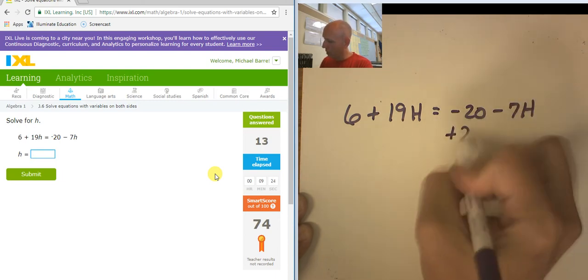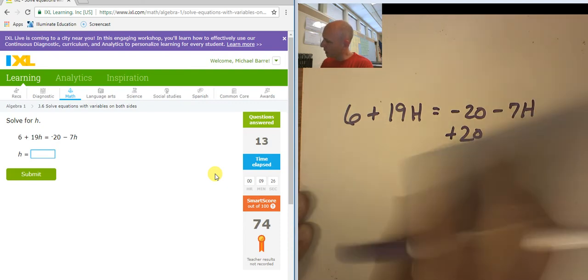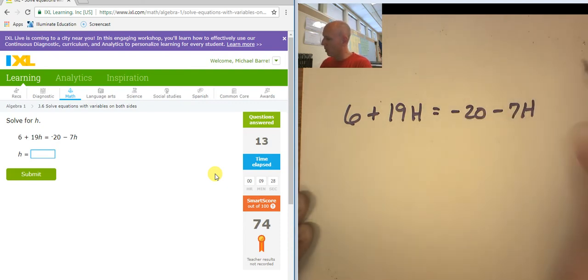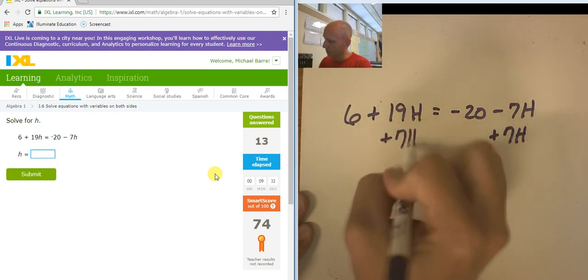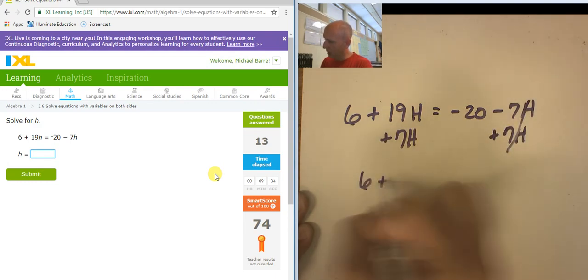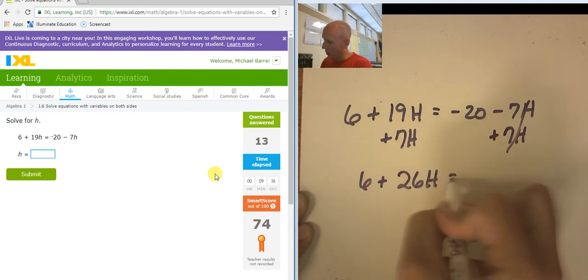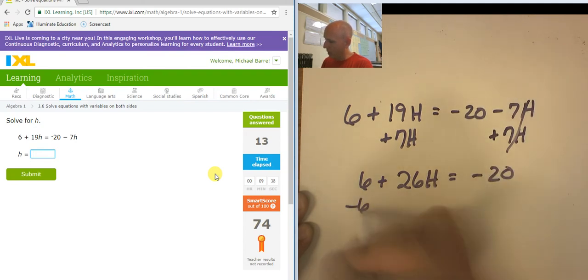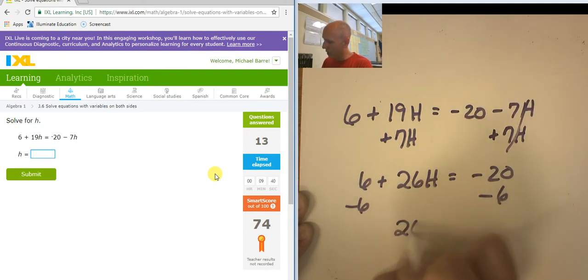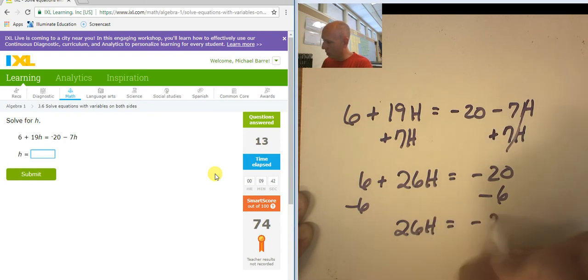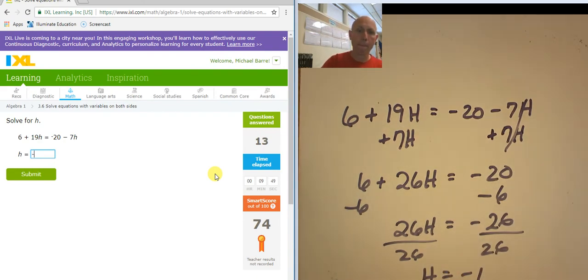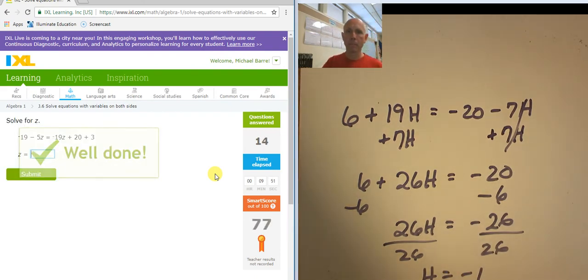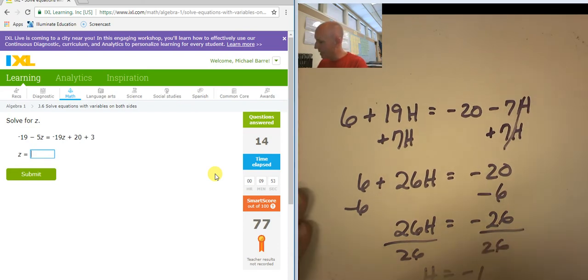I'm going to add 20 to both sides. You know, I normally like to move the variable first, don't I? I'm going to move the variable first. I'm going to add 7h to both sides. So 6 plus 26h equals negative 20. Subtracting 6 from both sides, so 26h equals negative 26. Dividing both sides by 26, h equals negative 1.